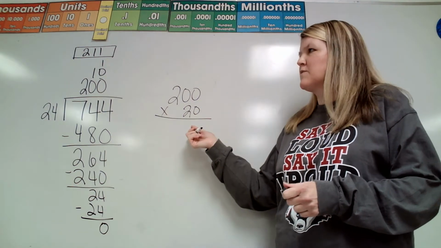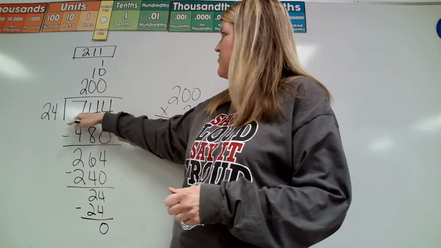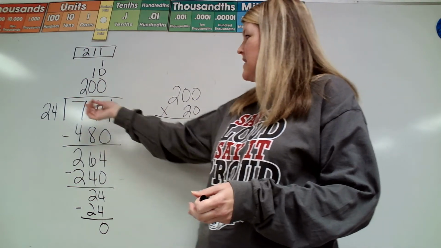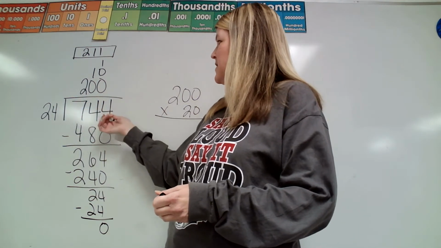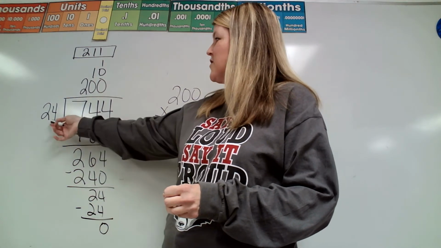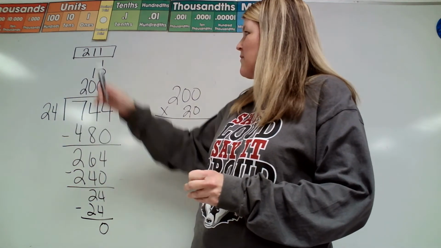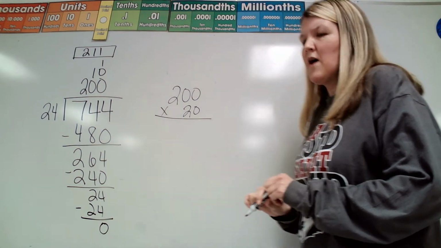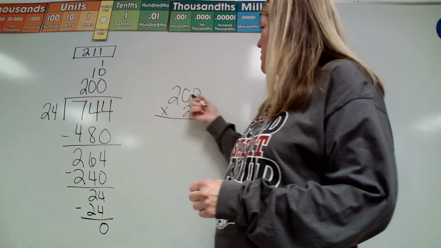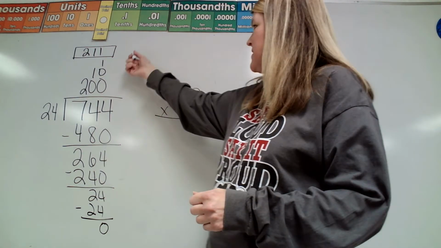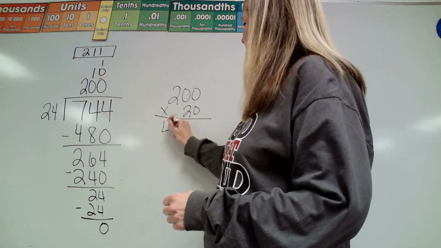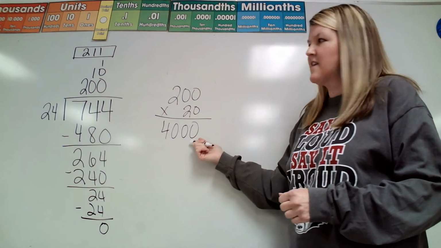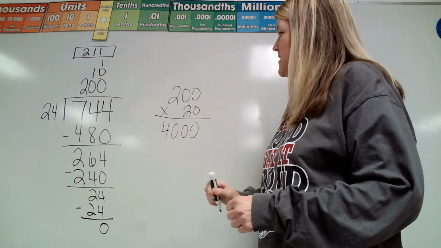Because I want to see, when I looked at this and tried to figure out if my answer was reasonable, I was thinking, well, that looks kind of big because I only have 744. And if I'm making groups of 24, can I really make 211 groups with only 744? So I'm going to multiply 220. So I just rounded these two to make it easier. And I get 4,000. So based on that, I know that my answer is not correct.